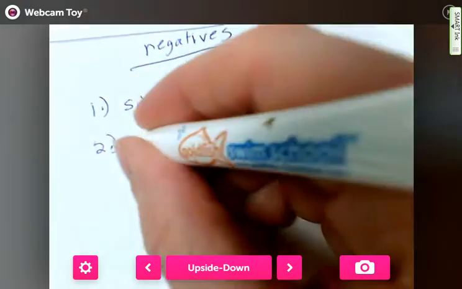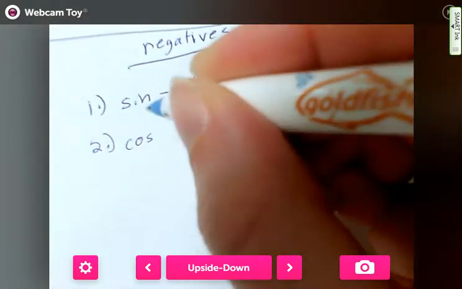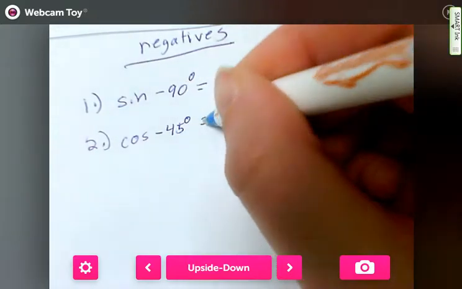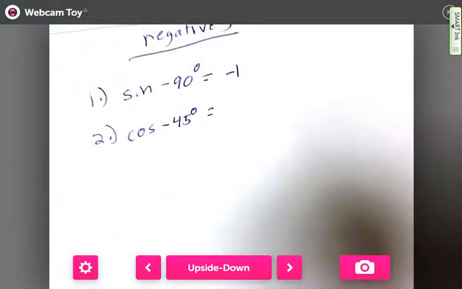All right, let's do the cosine of negative 45. What's the cosine of negative 45? Look at your picture. You should have all the negatives written down. What do you got? Anybody want to raise their hand? What's the cosine of negative 45? Yes? Square root of 2 over 2. Perfect.